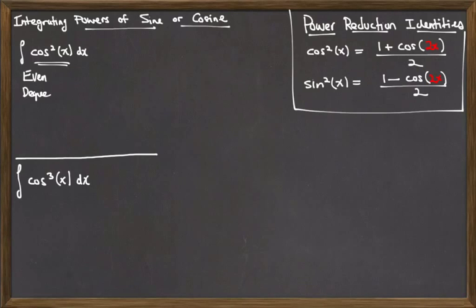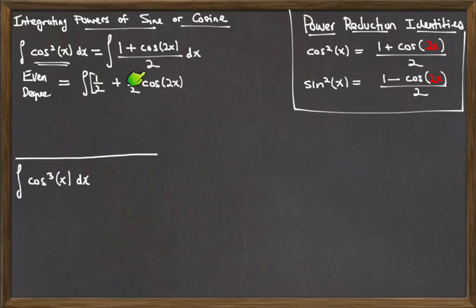We're going to replace cosine squared with the right-hand side of the identity to get a new expression which will be easier to integrate. I have 1 plus cosine of 2x over 2 now. I'm going to rewrite this expression as two terms, so it's going to be 1/2, and then 1/2 of the cosine of 2x appearing in the second term.